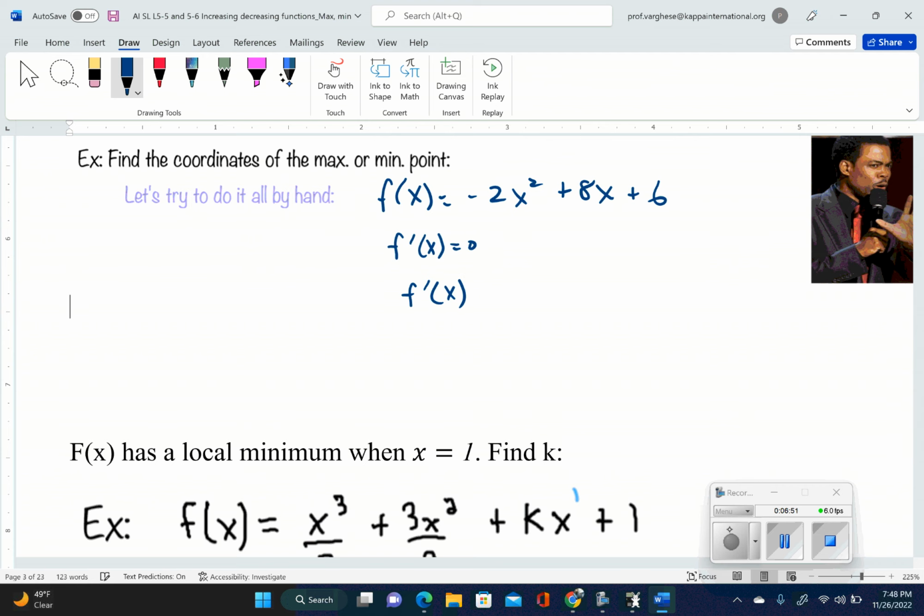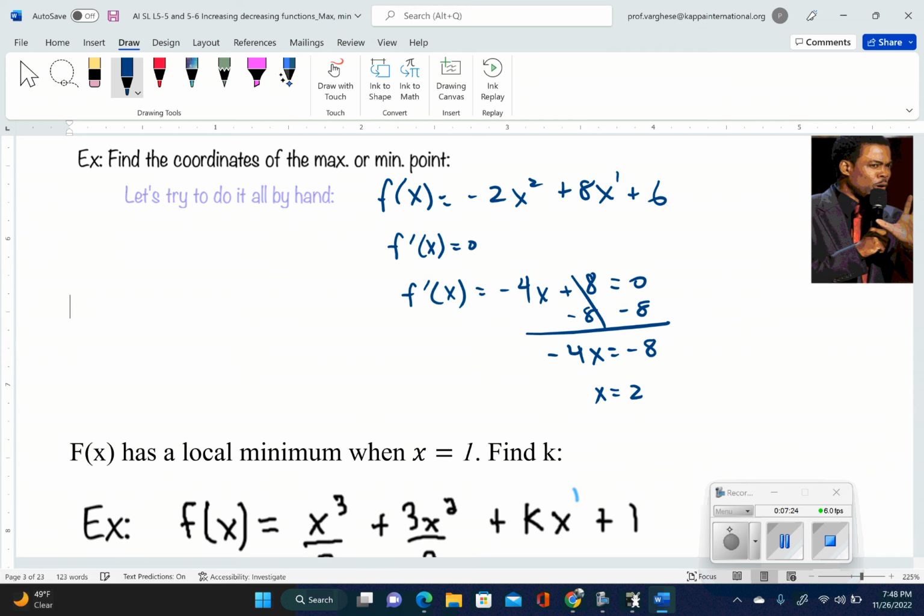So 2 times negative 2 is equal to negative 4, times x to the 2 minus 1 is 1. I don't need to write that there. Plus, there's an imaginary 1 here. 1 times 8 is equal to 8. 1 minus 1 is 0, so I don't need to write that down, and this goes away. So I'm going to set this equal to 0 here. Minus 8 minus 8. So negative 4x is equal to negative 8. Divide both sides by negative 4, and I get x is equal to positive 2.